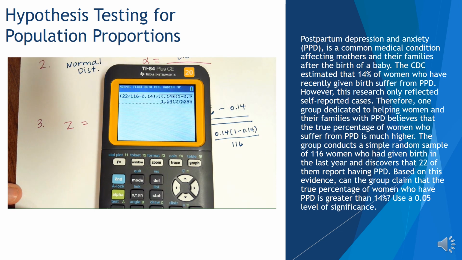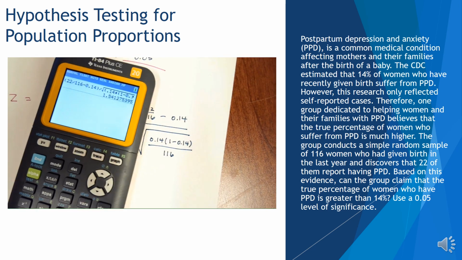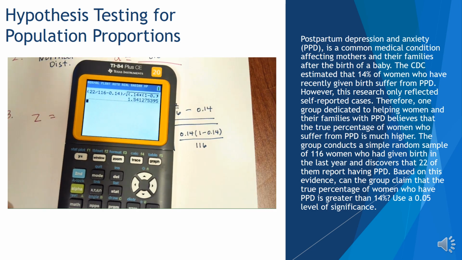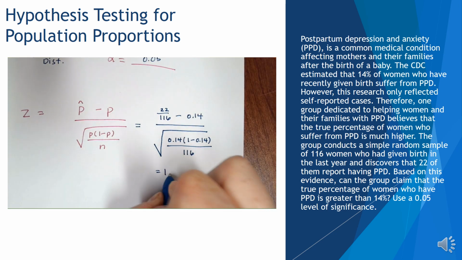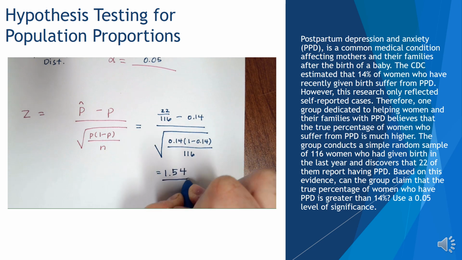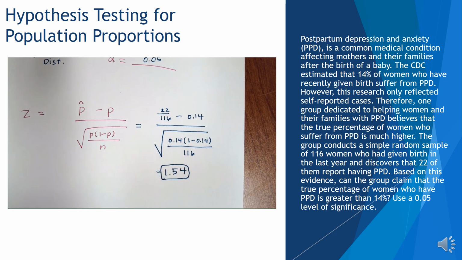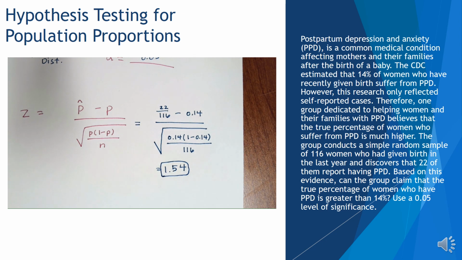There is your test statistic, 1.54. Now, it takes practice to be able to plug that all in at one time. Don't get frustrated if you can't get it all plugged in on the first try. Just keep practicing. If you need any help figuring out if you're making a mistake somewhere, just send me a picture of your calculator screen and I can help you.